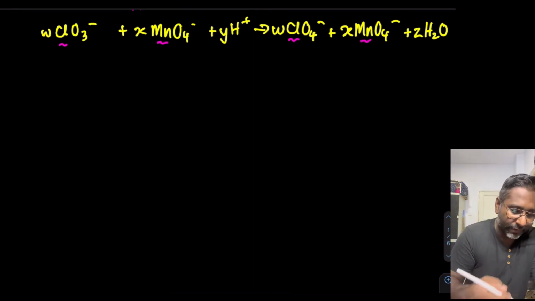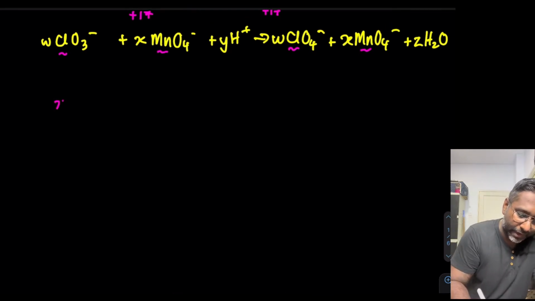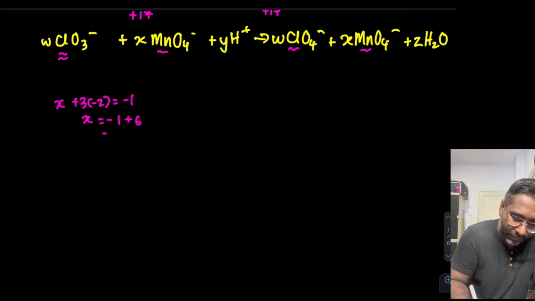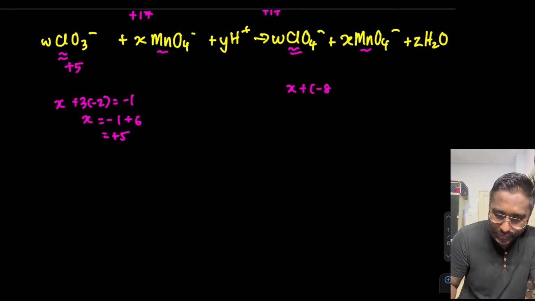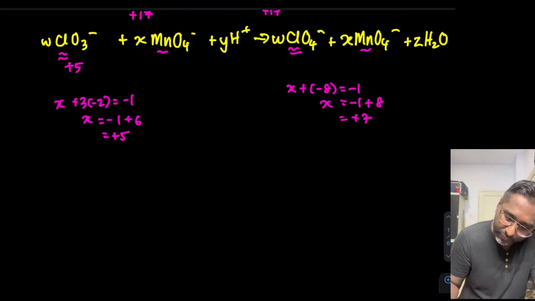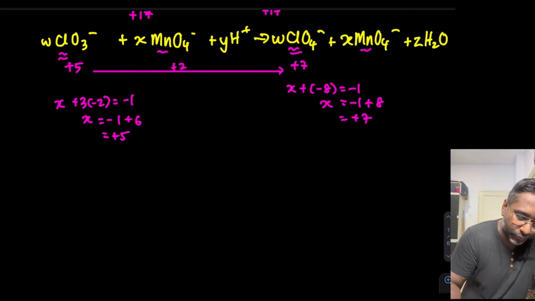So here, again, similar to what we have done earlier, I am going to look at the oxidation number. Let's say X, I put the X for Cl over here, and then 3 times negative 2 equals to negative 1. X equals negative 1 plus 6, and then I'm going to have plus 5. This is going to be similar: X plus 4 times negative 2 is going to be negative 8 equals to negative 1. X equals negative 1 plus 8, so I'll have plus 7. So from 5 to become 7, this is going to be increased by 2 units.